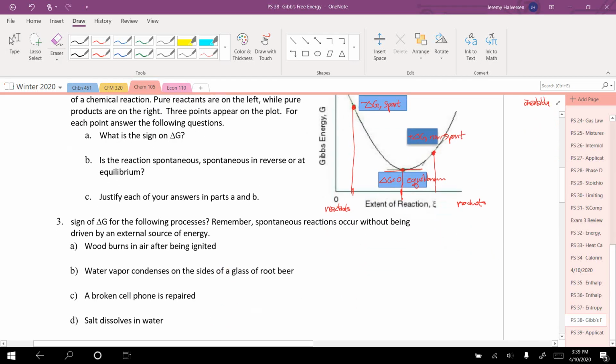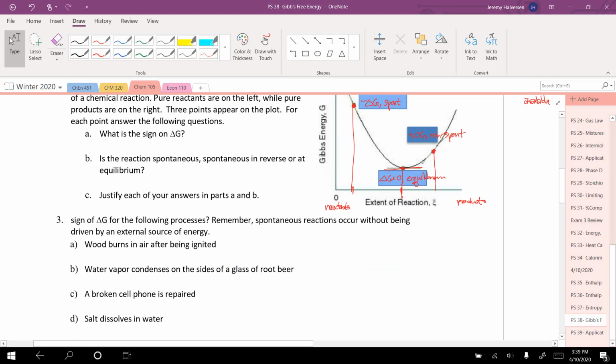All right, what's the sign of delta G for the following process? Remember, spontaneous reactions occur without being driven by an external source of energy. Remember, delta G tells us if something is going to happen or not. Okay, so negative delta G is spontaneous. Positive delta G, not spontaneous. And this just means it happens in real life in whatever conditions are given, and in this case it doesn't happen.